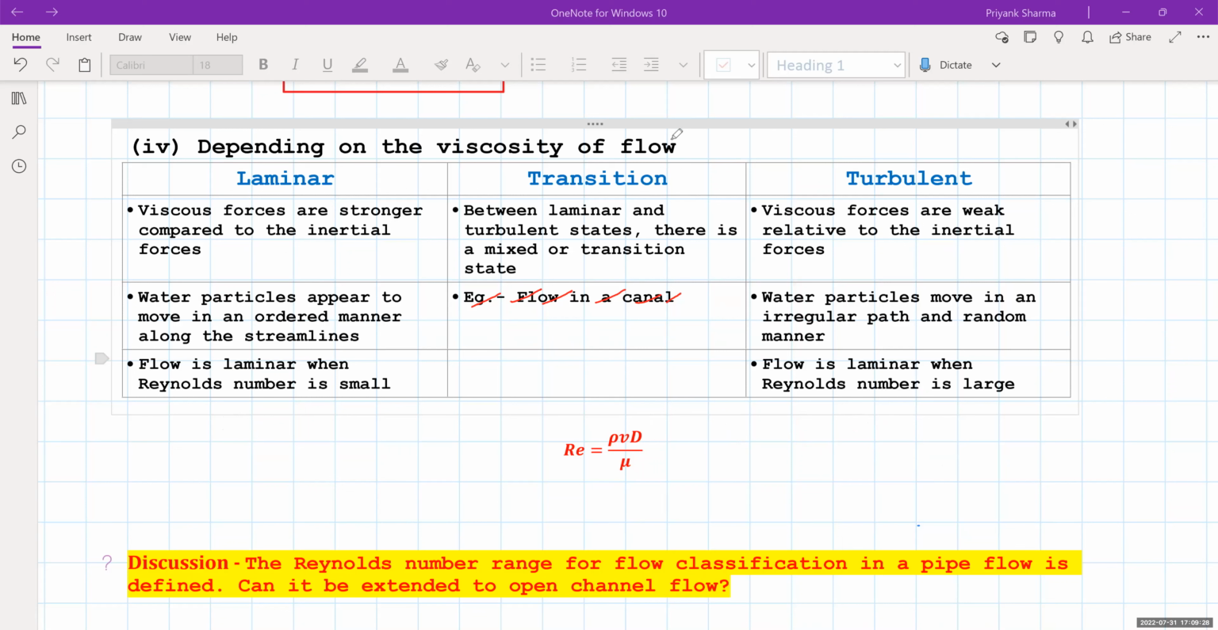So you go through all this and we'll discuss the velocity distribution, pressure distribution, and governing equations of open channel flow in the next part.